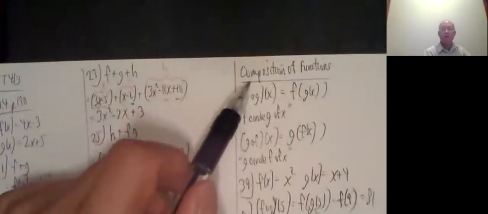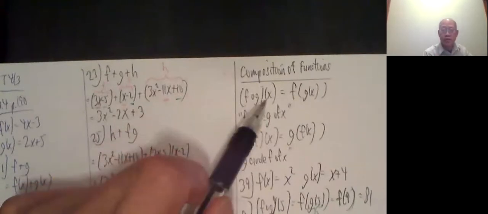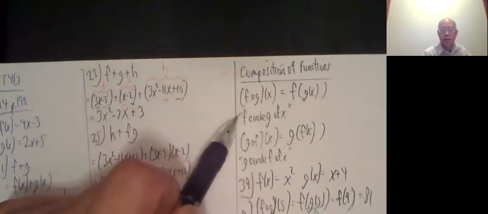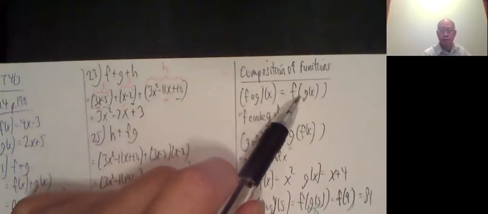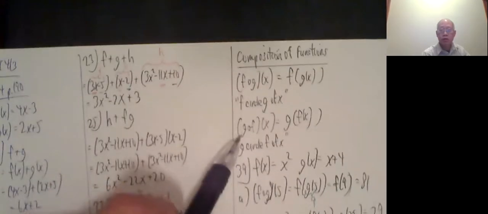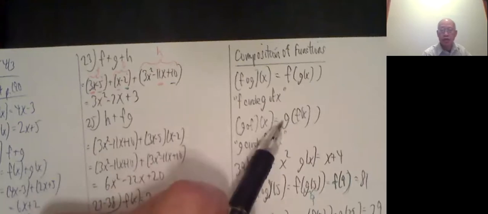Okay, then we have something called composition of functions. f circle g of x almost looks like fog. We say f circle g of x, it means f of g of x. g circle f of x looks like golf a little bit. We say g circle f of x means g of f of x.